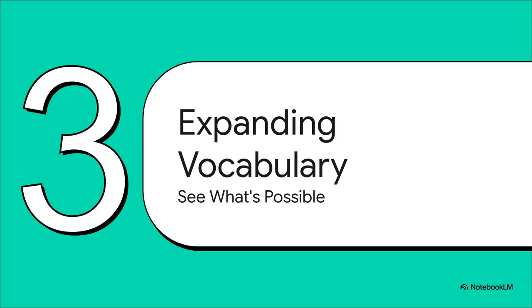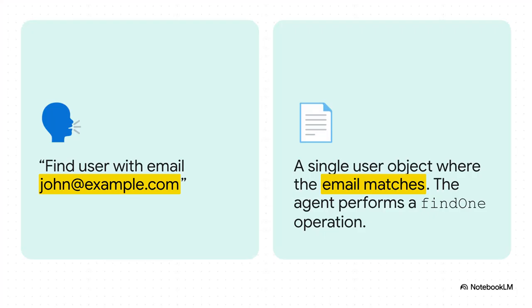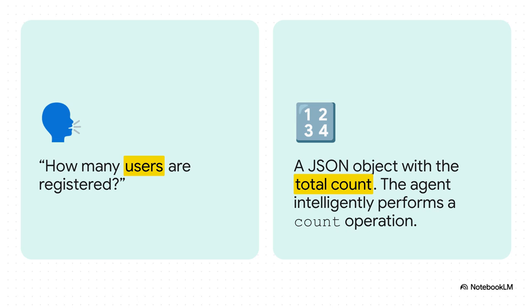Okay, so now that you get the fundamental cycle, you ask, you get an answer, let's really explore the agent's versatility. Because the real power here is in the variety of questions you can ask. Let's look at a few more practical examples. You can get incredibly specific. If you need to find one particular record, just ask for it. The agent is smart enough to understand your intent is to find a unique entry. It translates that into the equivalent of a find one operation and returns just that single user object you were looking for.